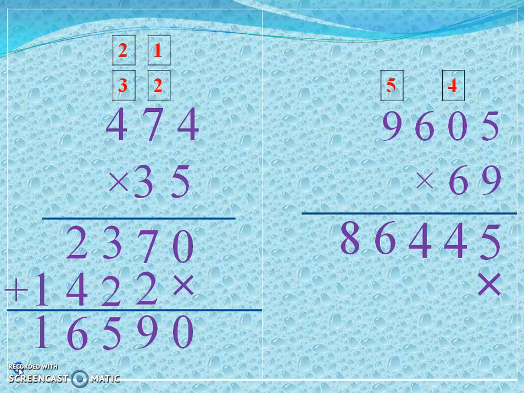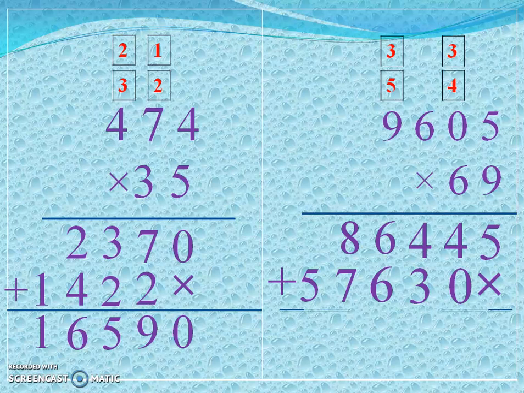6 5s are 30 where 3 goes up as a carryover, 0 comes down. 6 zeros are 0 plus 3 gives you 3. 6 6s are 36, where 3 goes up as a carryover, 6 comes down. And finally 6 9s are 54 plus 3 gives you 57. Now once again students, we need to add these two answers.